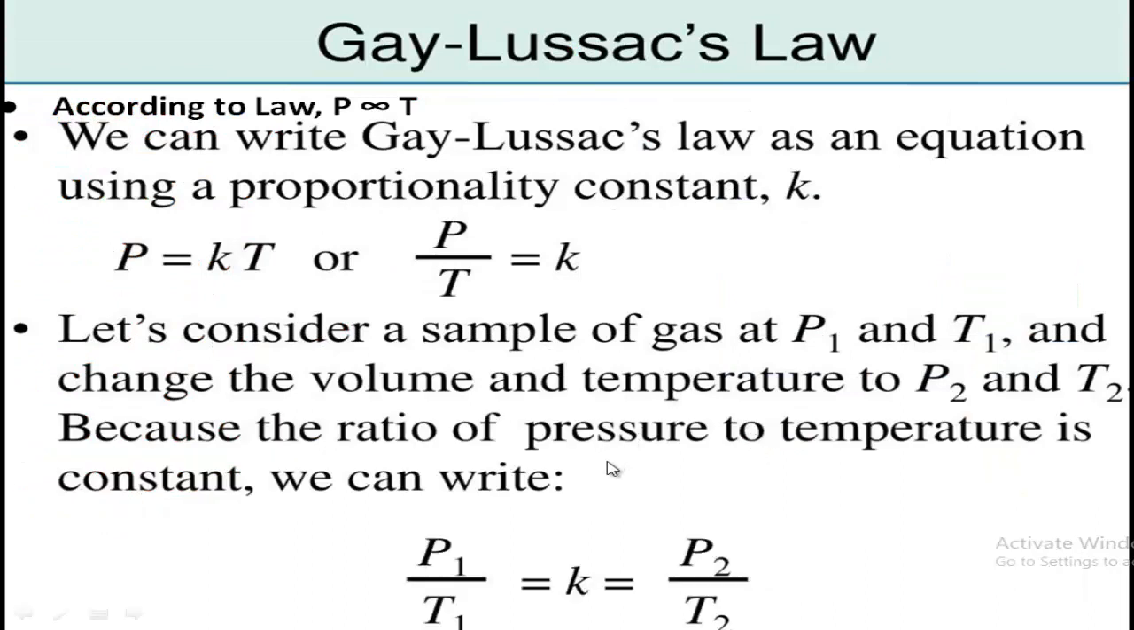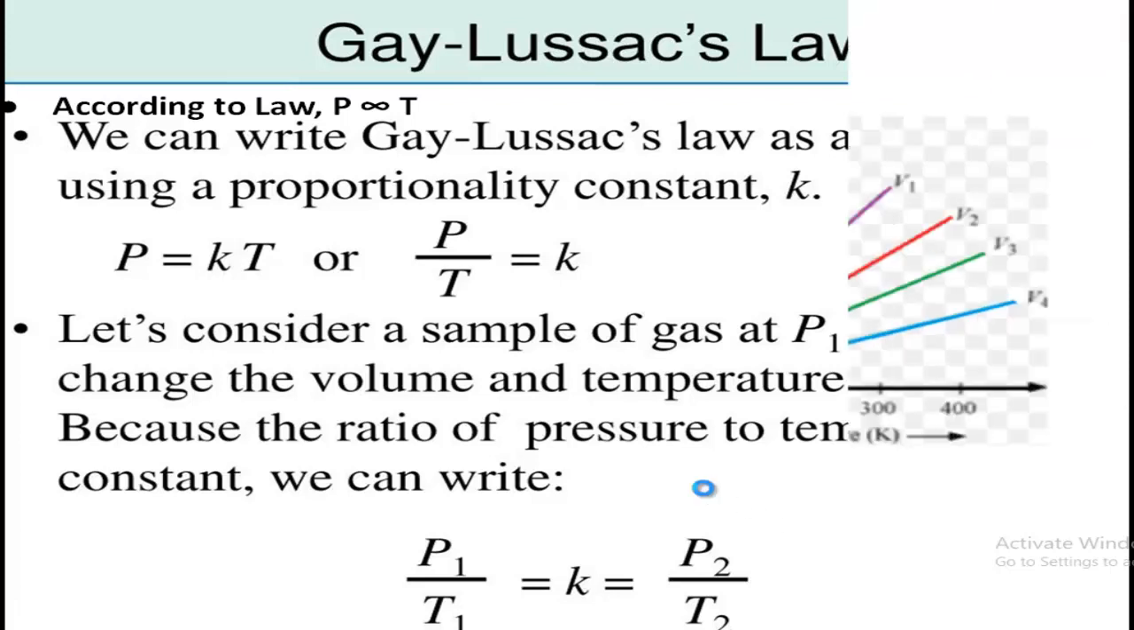Now, the mathematical expression of Gay-Lussac's law. According to the law, we can write that pressure is directly proportional to its Kelvin temperature. And if we use a proportionality constant K, then we can write P equals KT, or P by T equals K. And if we consider more gaseous samples, in that case we can write P1, T1 and it changes into P2, T2 etc. And at that time we can write the formula this way: P1 by T1 equals P2 by T2 equals K.